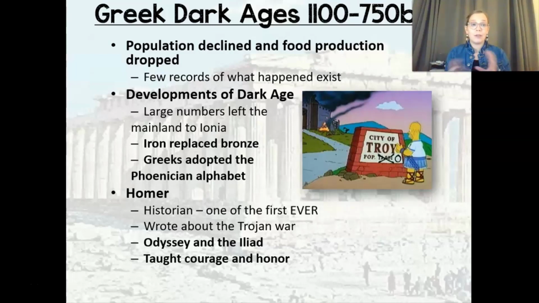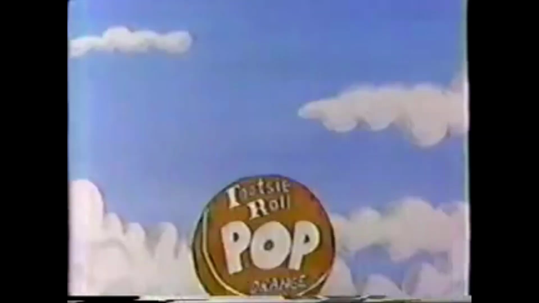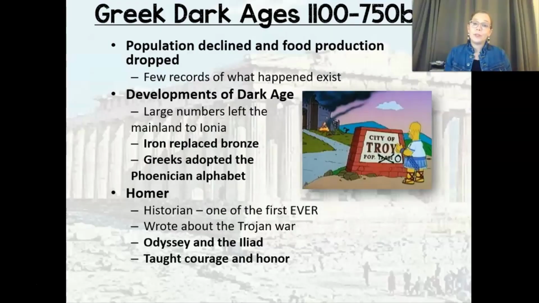We just have records that show that the population went from one number to a much lower number and things like that. So there are some theories about this, but we don't know exactly what happened. The world may never know. Some of the things that we do know are that large numbers of people left the mainland to go to an area called Ionia. We also know that iron replaced the use of bronze, so bronze stopped being used as much and iron was being used much more.